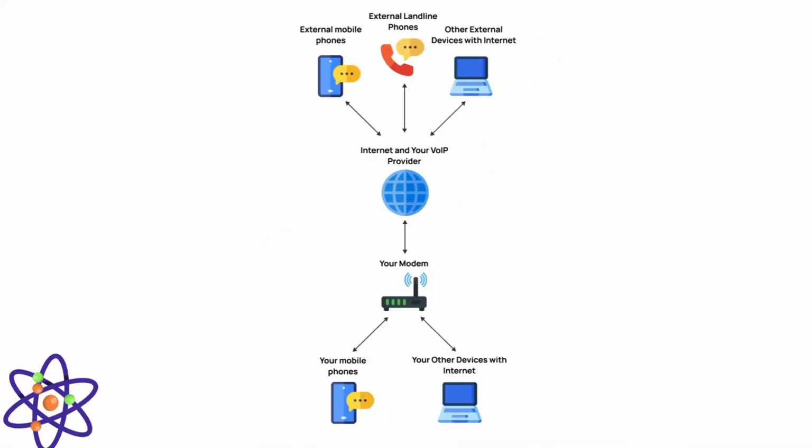How VoIP works? At first, analog to digital conversion: the voice signals from a microphone are converted into digital data. Packetization: the digital data is divided into small packets for transmission. Transmission: the packets are sent over the internet using IP networks. Packet switching: packets may take different routes to reach the destination, where they are reassembled into the original voice signal. Digital to analog conversion: the digital signal is converted back to analog for playback on the recipient's device.